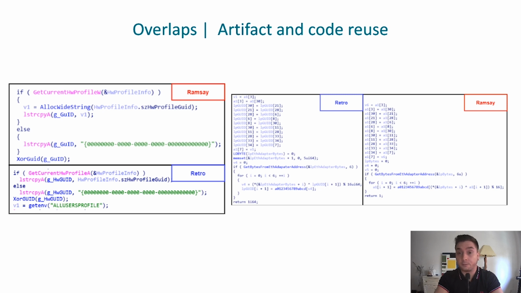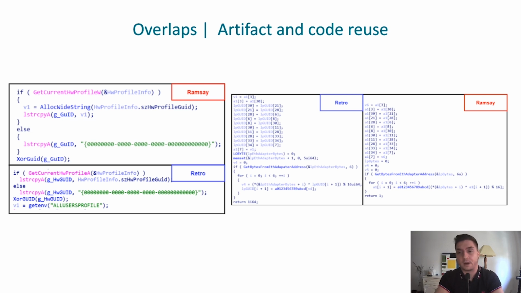We had several code reuse instances. Unfortunately, I'm not going to be able to show all of them, but I'm going to explain this specific instance, which I believe is the most insightful one. One of the things Ramsay will do is that at some point it will try to profile the specific victim, and it does this by generating a GUID using the GetCurrentHardwareProfile API. The problem with this API is that the GUID it returns is specific to the machine's hardware, but not as specific to the machine or user instance.